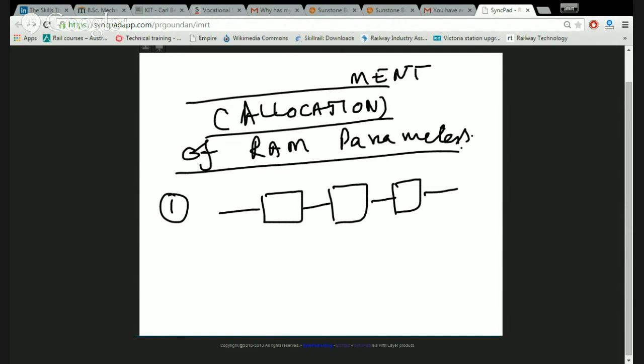Of RAM parameter. Nothing is on the blackboard. The whiteboard, yes. So no, nothing is written. Yeah, this is written, sir.